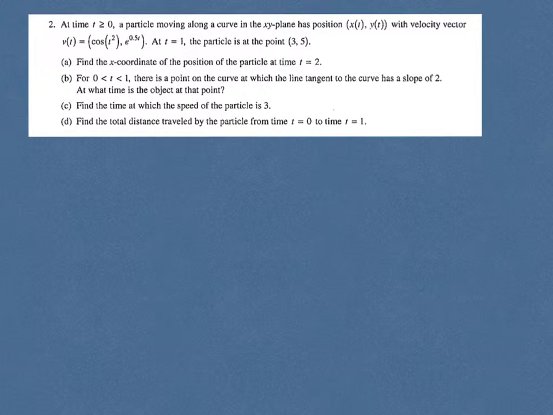And then the last part here, find the total distance traveled by the particle from time t equals 0 to t equals 1. In that part right there, if you were to graph this out, whatever this happened to be, I'm just going to draw a curve. I don't know what it actually looks like. But at t equals 0, we might be at this point. At t equals 1, we're going to be at this point.